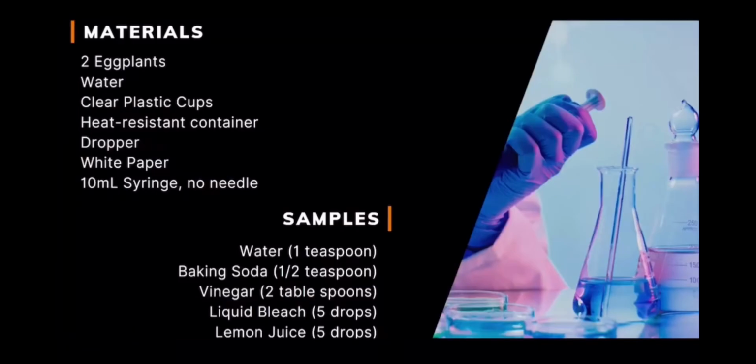First, let's have a quick run through on the materials and samples used in performing the experiment. For the materials, skin from 2 eggplants were used, water, clear plastic cups, heat-resistant container, a dropper, white paper, and a 10 ml syringe without the needle. As for the samples, we used 1 teaspoon of water, 1/2 teaspoon of baking soda, 2 tablespoons of vinegar, 5 drops of liquid bleach, and 5 drops of lemon juice. As for the experiment itself, let us watch this short video.